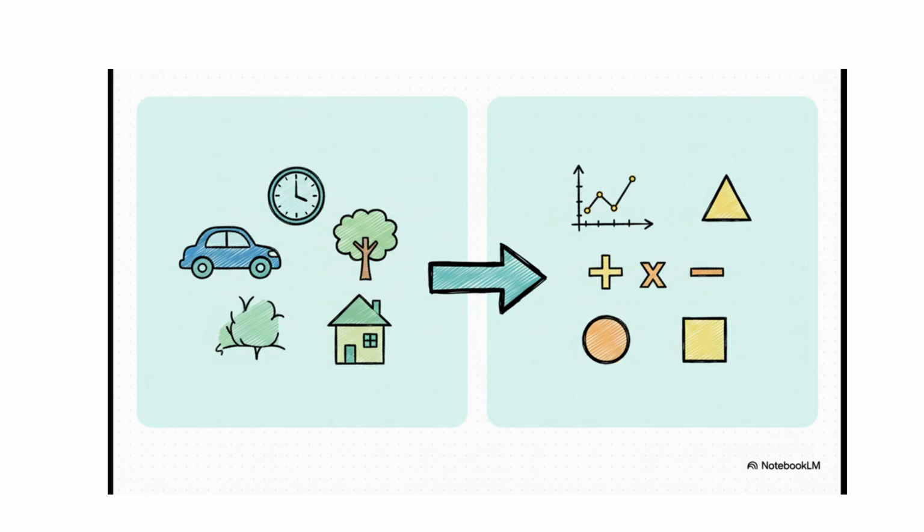See, real life is all about stories. Cars moving, time passing, things happening. But math? Math speaks a totally different language. It's all about numbers, symbols, and these nice, neat equations. Mathematical modeling is basically being the translator between those two worlds. It's the art of turning one into the other.